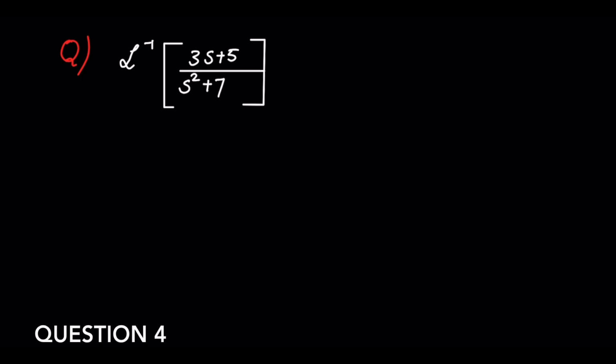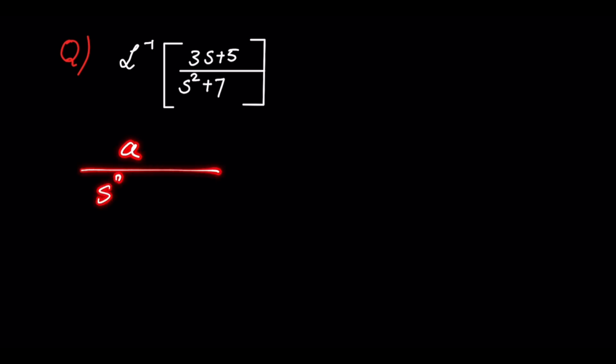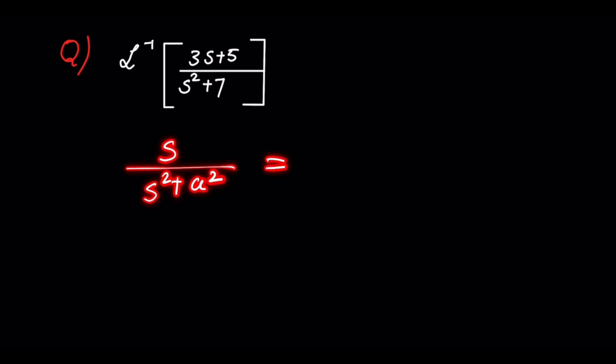Now let's take a look at this example. At first glance, we can see that the expression doesn't directly match any of the standard Laplace forms we've learned so far. It is not in the form of a divided by s squared plus a squared, which would mean sine at, and neither is it in the form of s divided by s squared plus a squared, which would mean cos at. So our next step is to manipulate the expression and break it into simpler parts. So we will be separating it into two terms like this.